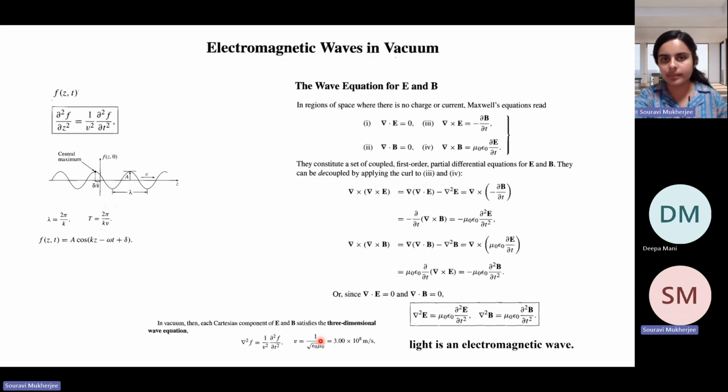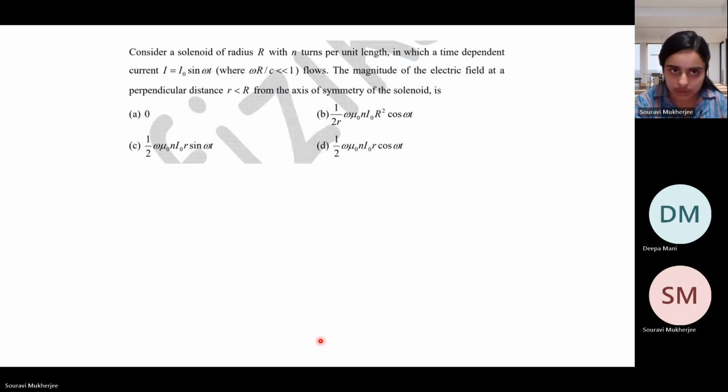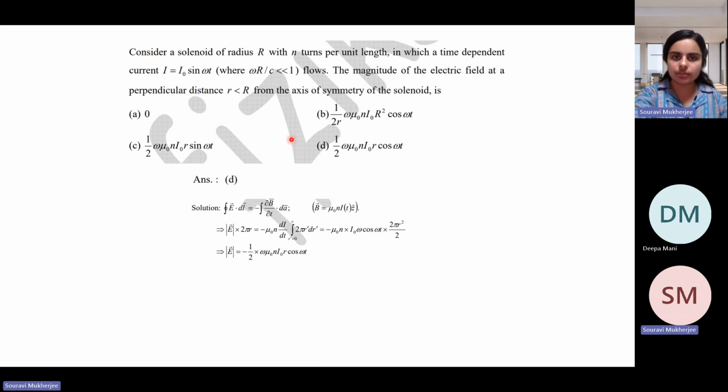Okay. So now going back to what we were discussing. We know that you have a time dependent current, and you want to find the magnitude of electric field at some perpendicular distance from the axis of symmetry of the solenoid. So now here, what do we do?